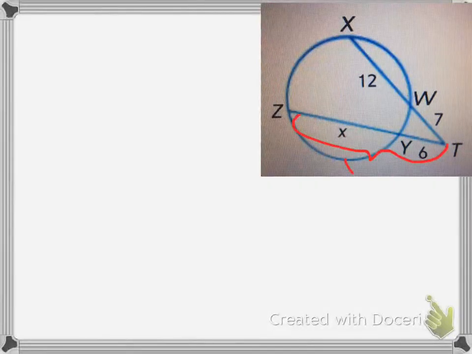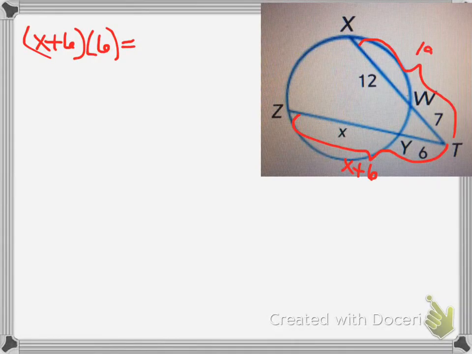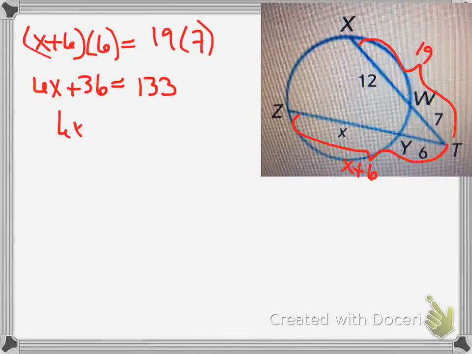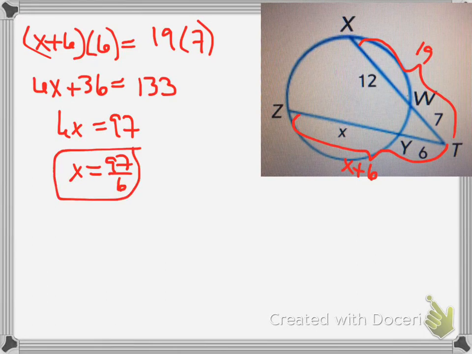Same idea. We've got x plus 6, so I'd have x plus 6 times 6, which would be 6x plus 36. 12 plus 7 is 19, and then 19 times 7 is 133. You subtract, then you divide, and you would have your answer. And that's it. So how can I make that more difficult?